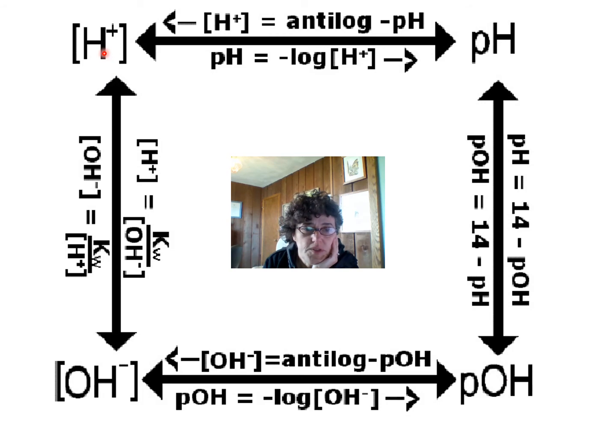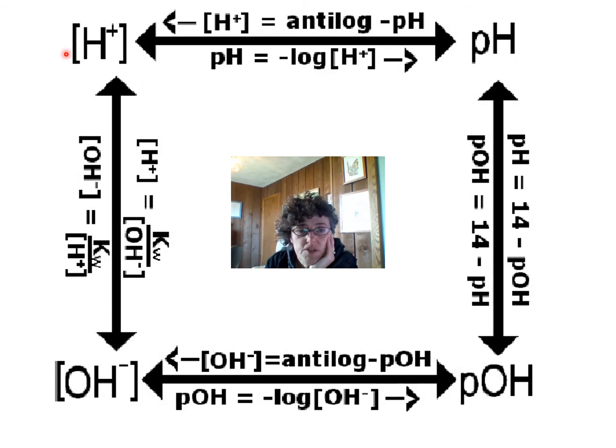The relationship between the H plus and the OH minus is that they are inversely proportional, so their product is always equal to 10 to the minus 14. Between pH and pOH, because you are in the logarithm domain, it is their sum that is constant, while here it is the product that is constant. So the sum of pH and pOH is always going to be 14.